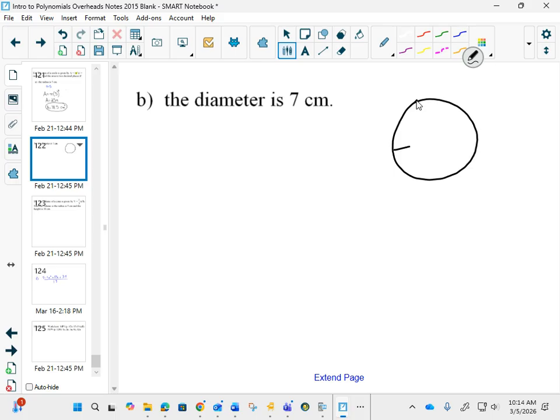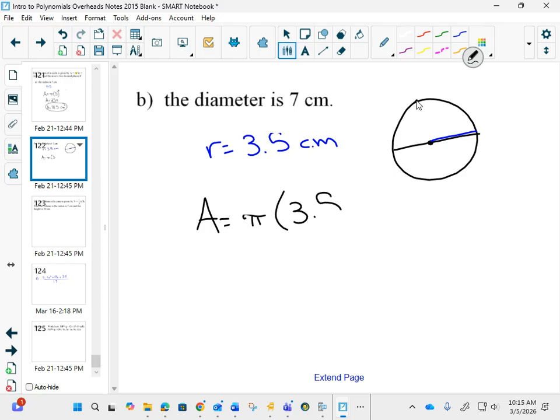We have to know what words mean. Diameter is all the way across. Does it make sense that the radius is just halfway across? Yes. So if your diameter is 7, your radius must be 3.5. And our area, pi r squared. Definitely use a calculator for this, right? 3.5 times 3.5, you get 12.25. Take that 12.25 and multiply it by pi.